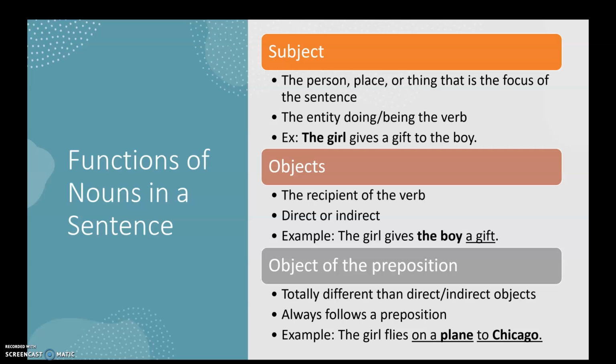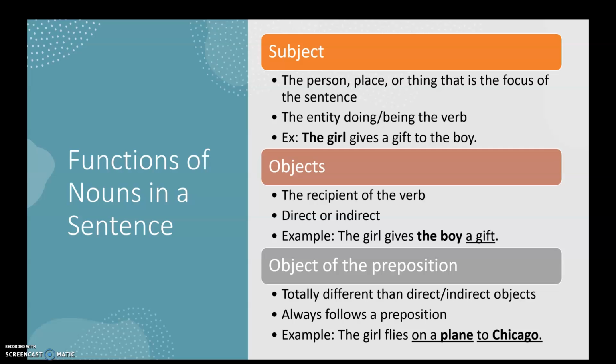So a subject, we've talked a lot about subjects. A subject is the thing that is the focus of the sentence. It's the entity that is doing or being the verb. So: the girl gives a gift to the boy. The girl is the one doing the giving, so that is the subject of that sentence. The verb is gives. Objects are the recipient of the verb.